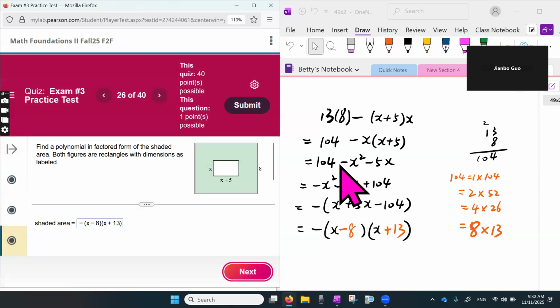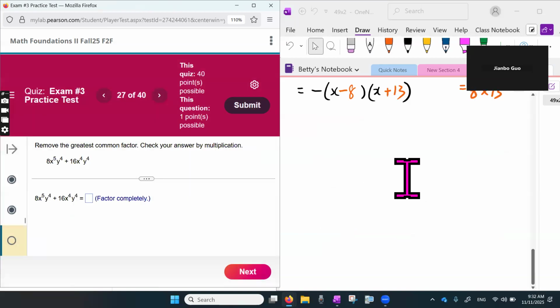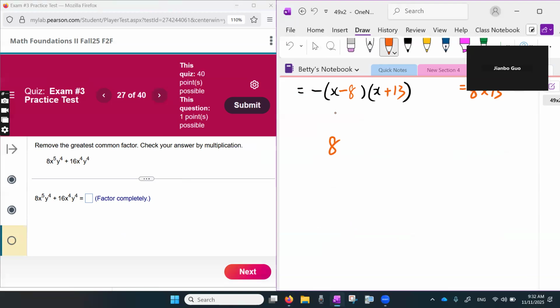All right, next. Question number 27. Remove the GCF. Yeah, remove actually not a very accurate word here. Factor out the GCF. Check your answer by multiplication. Okay, it's a binomial, very busy. GCF is not 1. GCF is 8. X fifth, X fourth, so X fourth. Pick the one with the lower degree. Y fourth, Y fourth. And then factor out the GCF. Inside the parentheses, we're gonna have x plus 2.